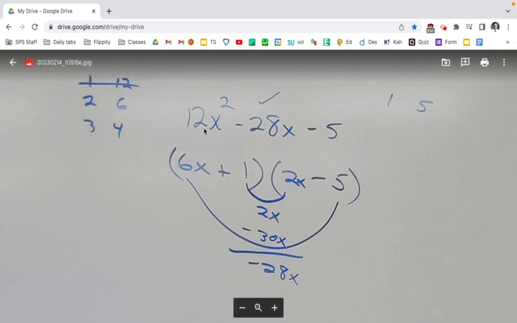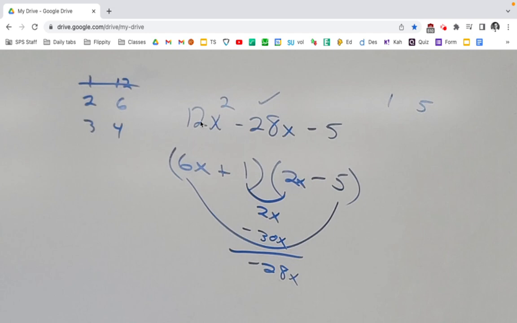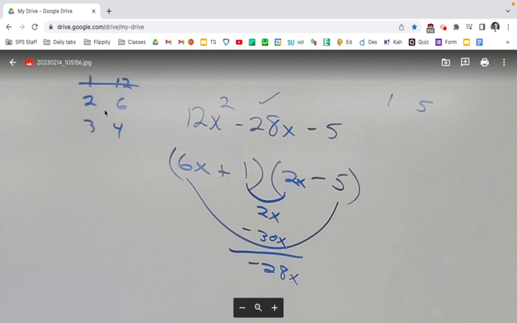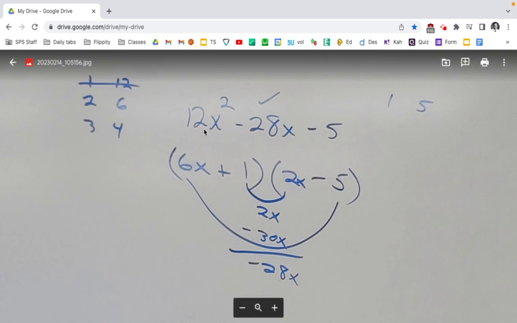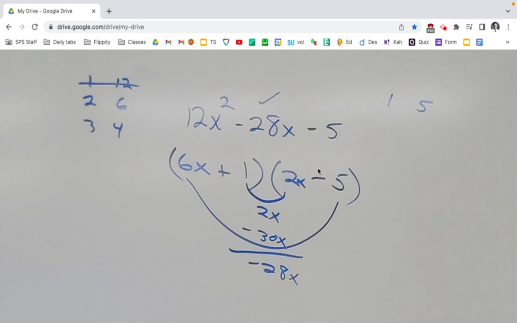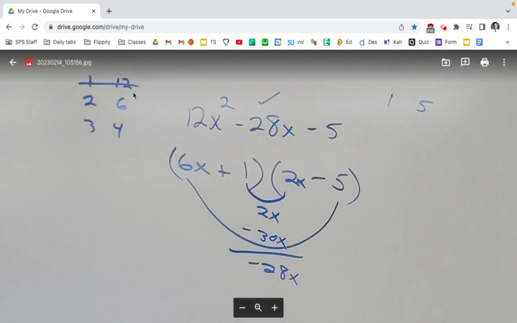And what makes these different from the ones on page 32 is that the a here is 12, so it's no longer 1. So you can see over here we were thinking of the factors of 12, thinking of the factors of 5, and then coming up with some combinations that would work so that when I multiply the inners and the outers, I get negative 28. So again, that has to do with writing out both sets of factors for the A and the C, and then playing around with the binomials until you get the middle term to work out. So we're going to try this with the AC method.